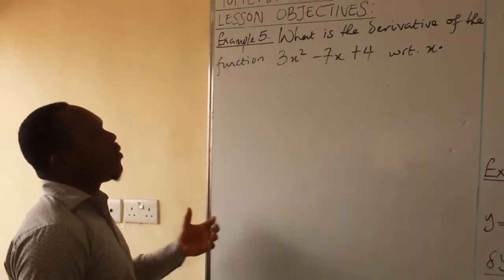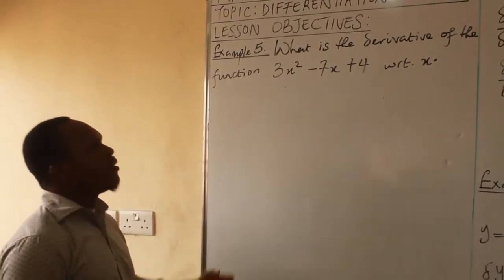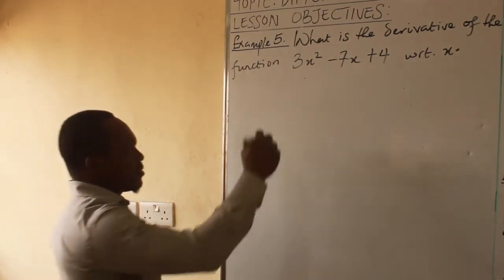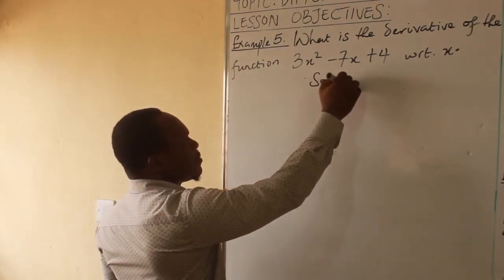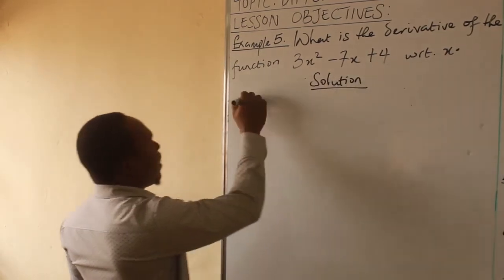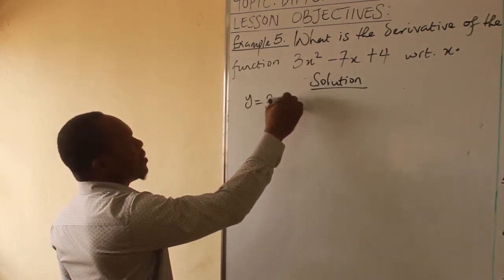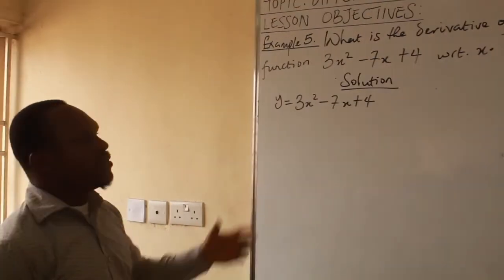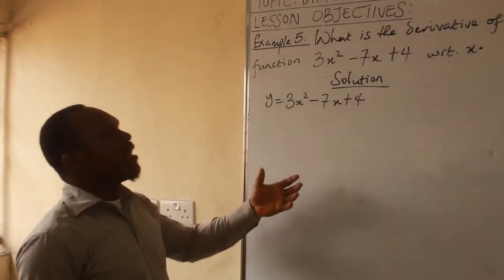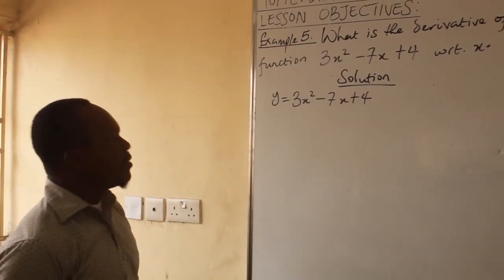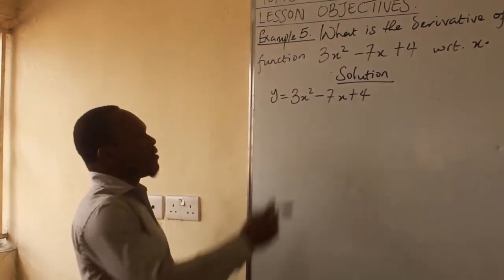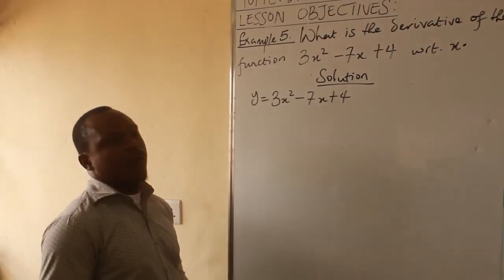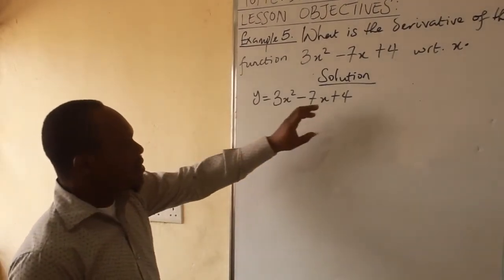Example 5 says, what is the derivative of the function 3x squared minus 7x plus 4 with respect to x? Solution. Our function y is 3x squared minus 7x plus 4. And they are asking us to find dy over dx. This is another example of the derivative of a sum, because this is the sum of 3x squared minus 7x and 4. So we're going to be treating each of them separately.